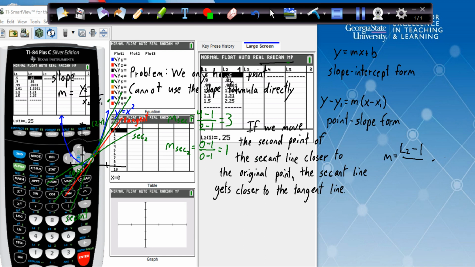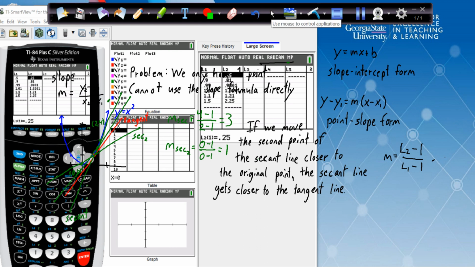Where does x2 come from? L1. Those are my second points. The x values are the second points. So L1 minus, what was my original x value? 1. Okay. So I'm going to tell the calculator to do this, and it will calculate all the slopes all at once. The way I'm going to do that is I'm going to move over.